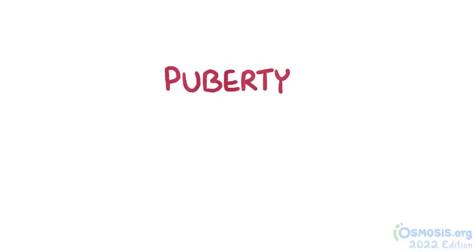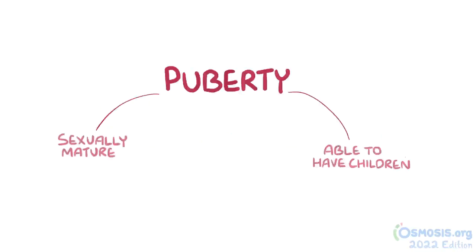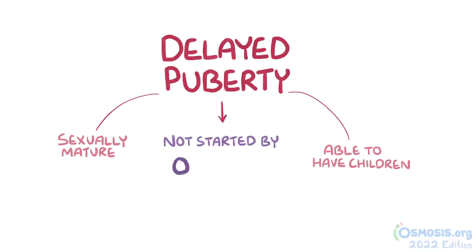Puberty is the time in an individual's life when they physically become sexually mature and able to have children. Generally speaking, it's considered delayed if puberty hasn't started for a female by the age of 13 and for a male by age 14.